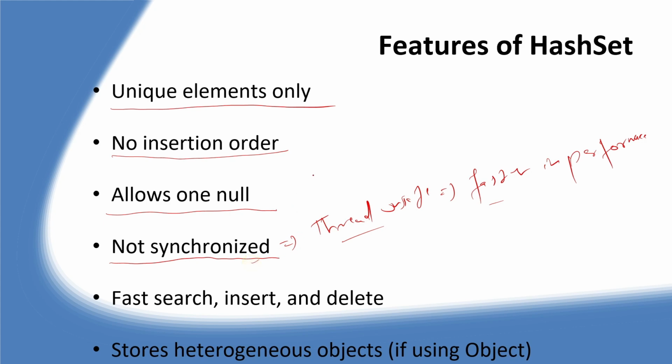Synchronized means there will be some inter-thread communication. Let's say we have one resource, and multiple threads are trying to use this resource. If there is no synchronization, and one thread is doing some operation in between, another is also using it, so there is no thread safety. That we call thread unsafe, not synchronized.